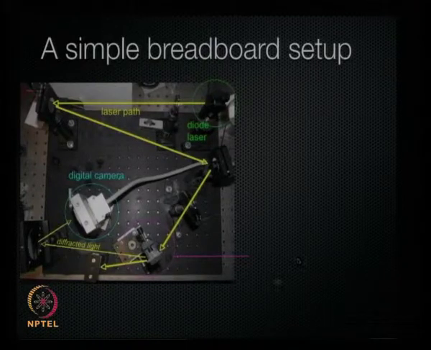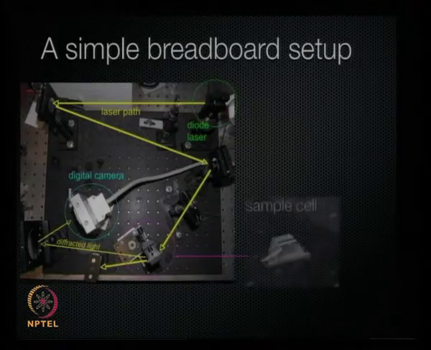And here's an implementation of how simple it can be in our lab. Really, it has three components. The light source, which is in this case a laser pointer, a 3 milliwatt red laser. And the detector here is a CMOS detector, but it could be a webcam. It could be what's called a photodiode, which is a very inexpensive piece. And here is the sample cell, and let me enhance that.